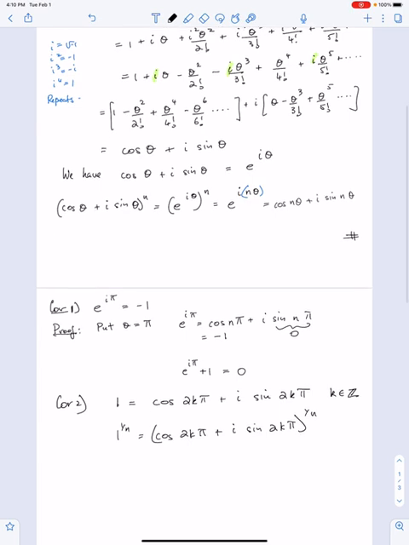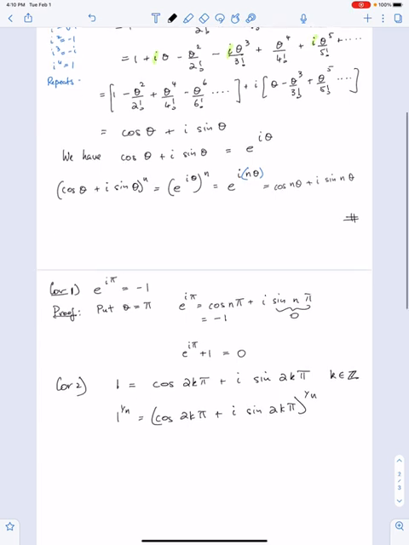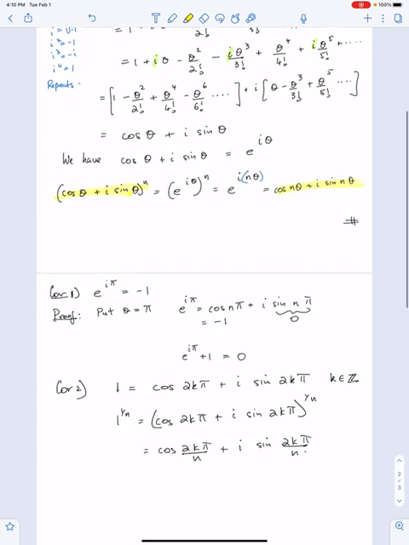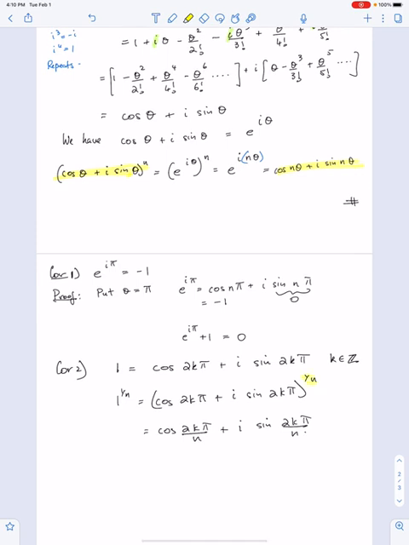And then using de Moivre's theorem again, we have cosine 2k pi over n plus i sine 2k pi over n, right? Whereas in de Moivre's theorem, you have cosine theta plus i sine theta to the n comes down, right? Cosine n theta plus i sine n theta. And here we have 1 over n, so that's how you end up with the n in the denominator.